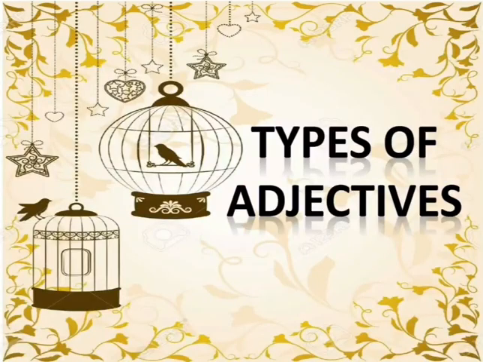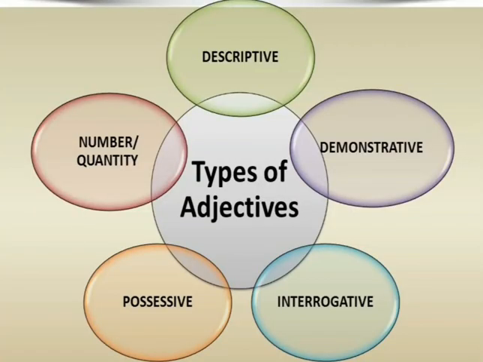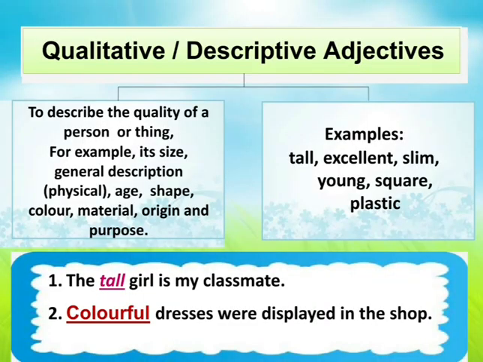So types of adjectives. There are 6 types of adjectives. First is descriptive or qualitative adjective, which is also known as adjectives of quality. Next, demonstrative adjective, interrogative adjective, possessive adjective, number and quantity, which is also called adjectives of quantity or quantitative adjectives. So let's learn about them one by one. First is qualitative or descriptive adjectives.